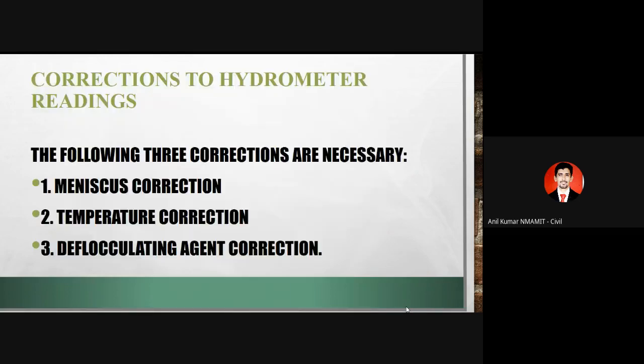Which are the different corrections? The different corrections we have: one is the meniscus correction, with respect to the reading you are taking. The second one is the temperature correction, with respect to the temperature you are taking.